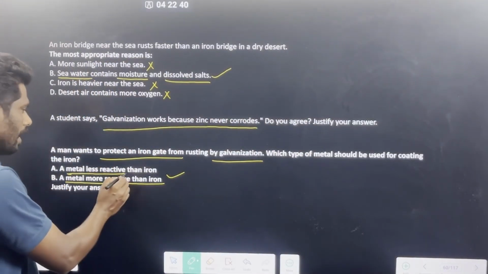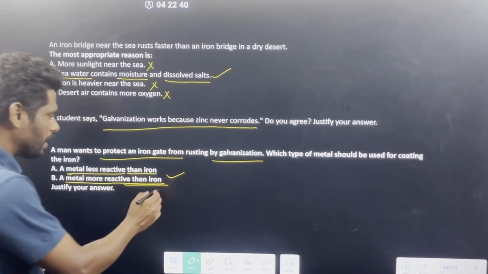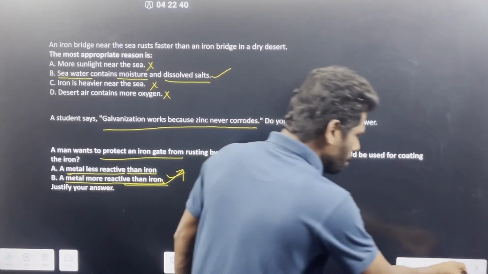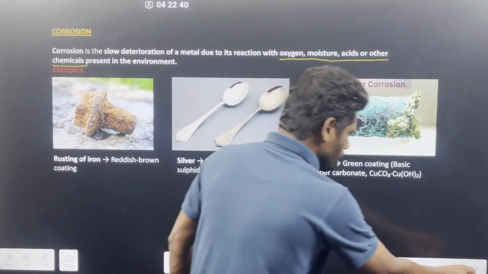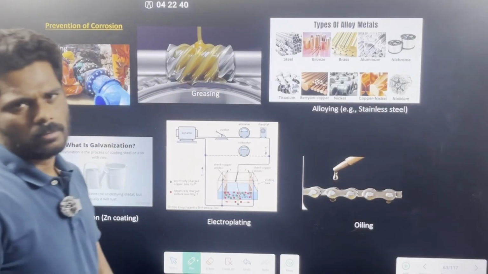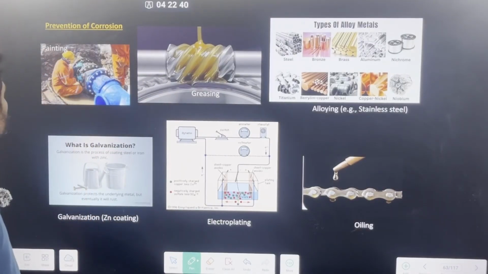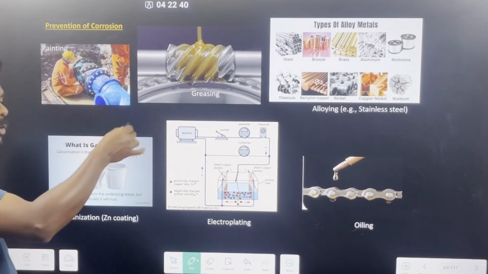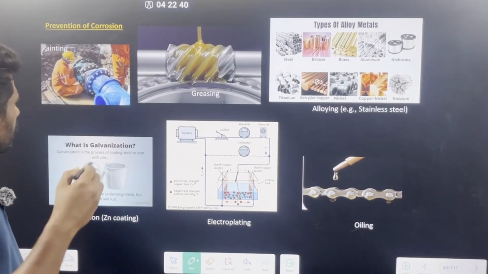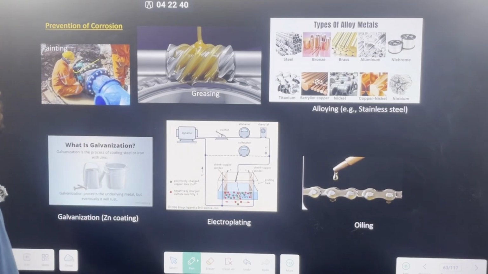A metal less reactive than iron or a metal more reactive than iron? Definitely, a metal more reactive than iron will be the best choice for the galvanization process to avoid the rusting of iron. So definitely, since corrosion destroys all the good qualities of metals, we have to prevent corrosion, and for that purpose we have various methods.